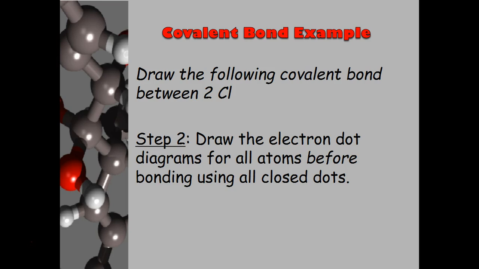Unlike ionic, where we wanted to show those open and closed circles so we could see the transfer of electrons, covalent bonds don't transfer. So we're just going to use closed dots like we were doing when we originally learned how to do our dot diagrams. So I've got 2 chlorine atoms, both have 7 valence electrons, and so they would look something like this.